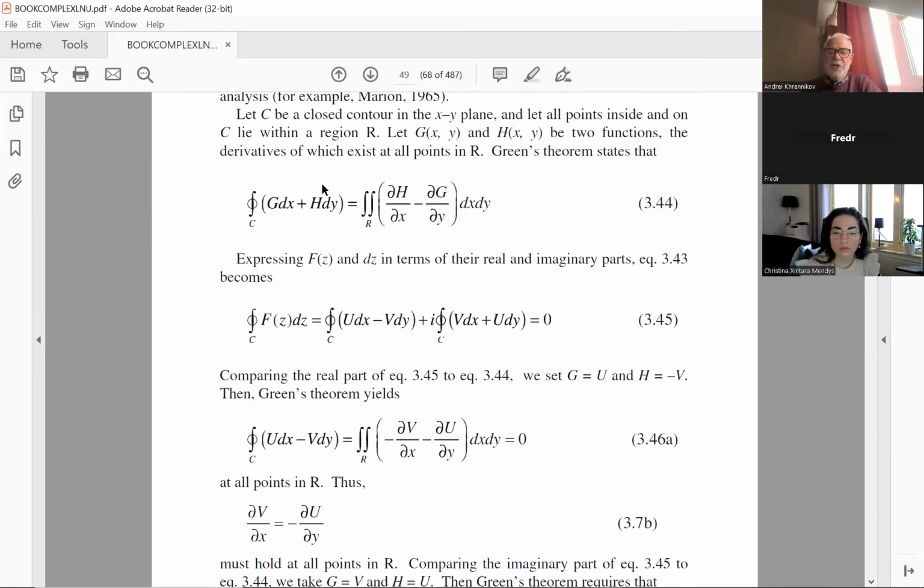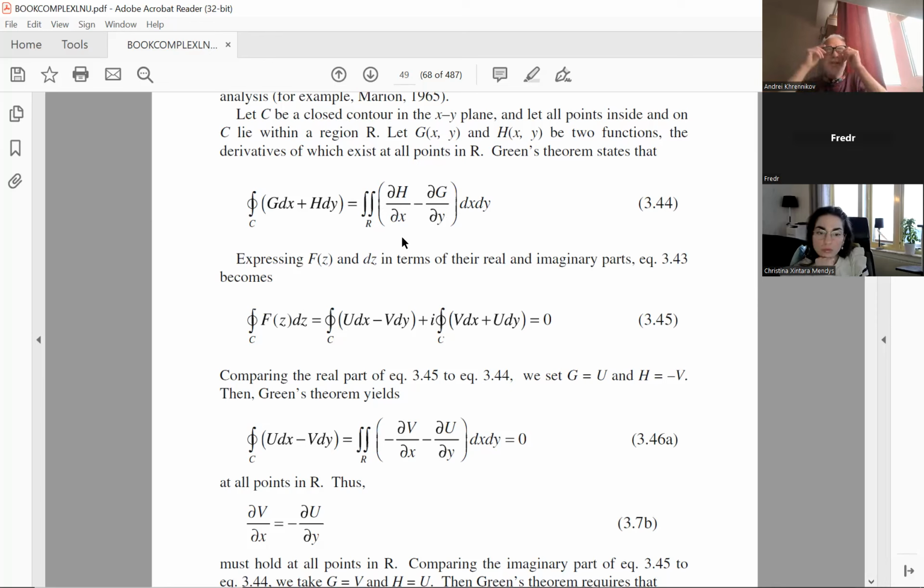The other way around: suppose that the integral over a closed curve is 0 for any closed curve. Then we can take a fixed point inside this domain R and make the curve smaller, smaller, and smaller. It is always 0. So the integral of this function would be 0 on any area.